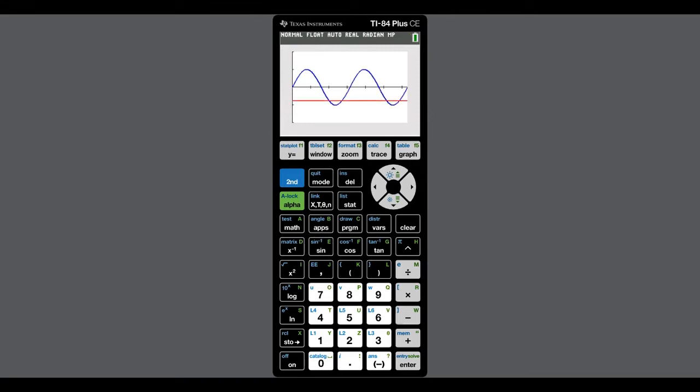All right, it looks like we have 4 intersection points. To find them all, we're going to do second trace, go down to intersect. You press enter 3 times, 1, 2, 3. And you always get the intersection point you're closest to. So the x value is one of our answers. Let's round to 2 decimal places. We'll call that 2.72. All right, we still got to find the other intersection point, so do it again.